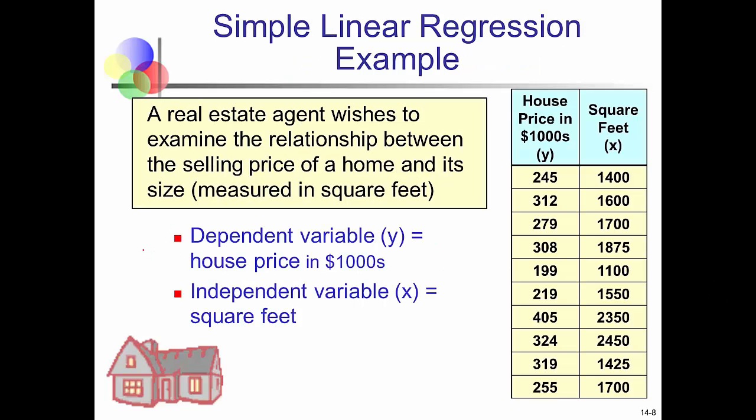So let's walk through an example here. Suppose that you're a real estate agent and you're interested in determining the relationship between selling price and how big a home is. It makes the most sense that the size of the house would determine the price and not vice versa. So our dependent variable is the house price. And the house price is listed here in thousands of dollars. The independent variable then is the square feet. That's the thing we believe determines the price of the home.